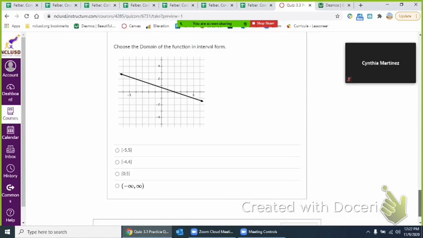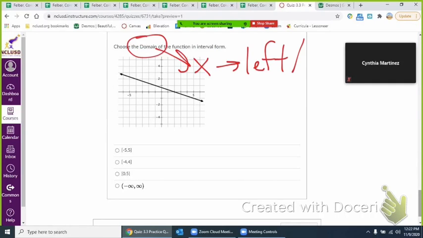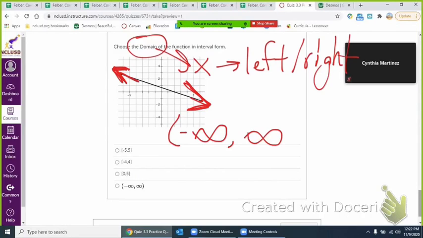And then this one, remember, it's asking domain again. Domain is the X's. So if you look at the x-axis, the key thing about x's is that x's mean left and right. The x-axis goes left and right. So that means we want to look far left, what's happening to our graph, far right, what's happening to our graph. We don't care about up and down. We just care about left and right. And there's arrows, right? Arrows mean it's going to go on forever, which is infinity.